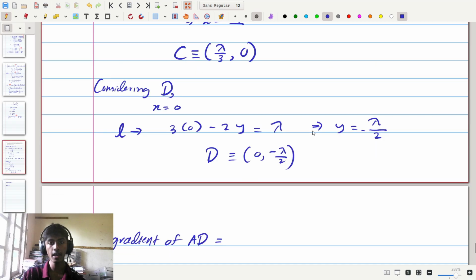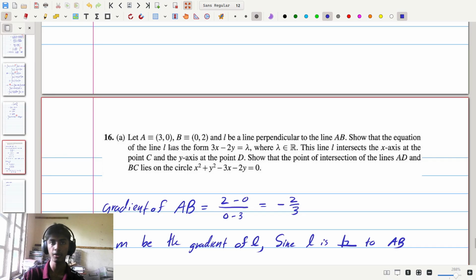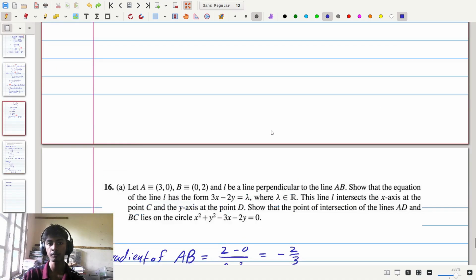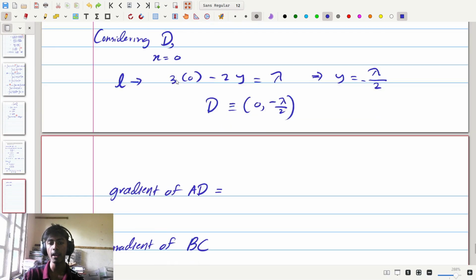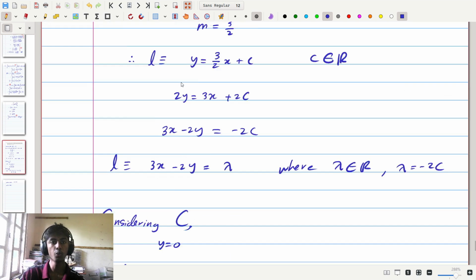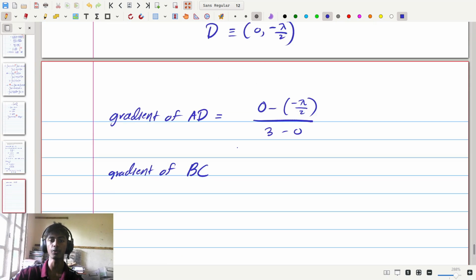Now considering AD, the point D has coordinates 0, negative lambda over 2, and the point A has coordinates 3, 0. So here, let's take this 0 as y2 and the other value of negative lambda over 2 as y1. So we'll get 0 minus negative lambda over 2, divided by x2 minus x1, which is going to be 3 minus 0. Now we can see this will give us positive lambda divided by 2 divided by 3, or positive lambda divided by 2 times 3, or lambda divided by 6. So the gradient of AD is lambda over 6.